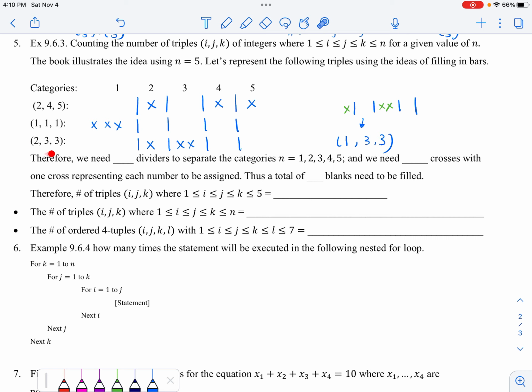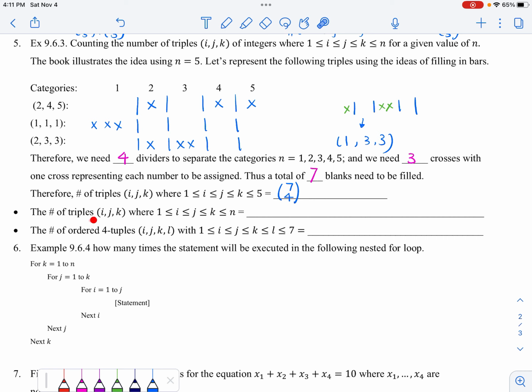So how many possible triples meet this criterion is the same as how many ways we can do this. We have 5 categories, meaning 4 dividers, and we have to choose 3 items from these 5 categories. So we need 4 dividers to separate these categories, and we need 3 crosses, where each cross represents a number to be assigned. Thus, we have a total of 7 blanks to be filled. As long as I place those 4 dividers, everything is automatically determined. So it will be 7 choose 4.